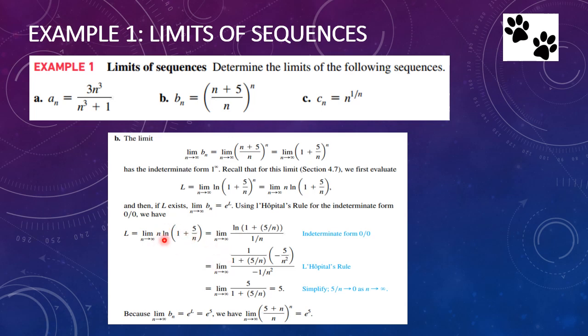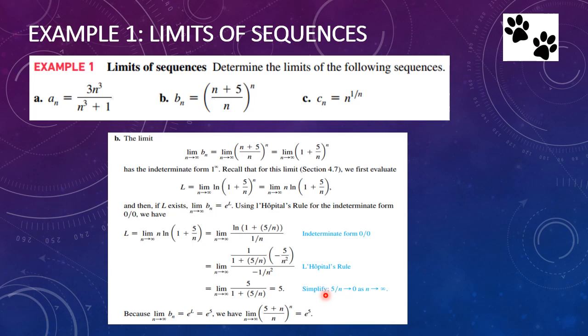Now all we're doing is moving this to the denominator, making it 1 over n, which gives us the indeterminate form 0 over 0. So we can use L'Hopital's rule and take the derivative of the numerator and the derivative of the denominator. Once we do that, we can simplify this to just 5 over 1 plus 5 over n, and of course the 5 over n goes to 0, leaving us with 5.